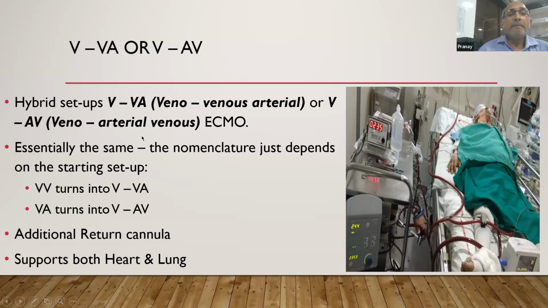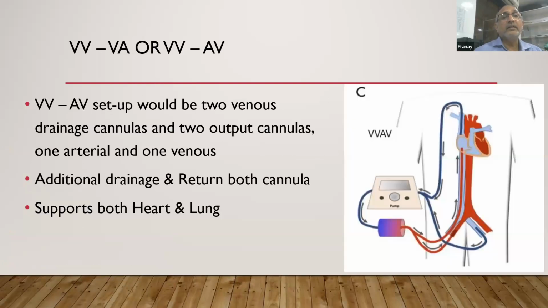Okay. So how is the hybrid setup going to be? What is the difference between VVA or VAV? There's actually no difference. When you switch over from veno-venous to hybrid mode, it's a VVA. So initially you have the VV ECMO and then switch over to VAV or VVA. And if there's a VA ECMO, then you switch over to hybrid mode, it becomes VAV. What you require is an additional return cannula, and it will support both heart as well as lungs.